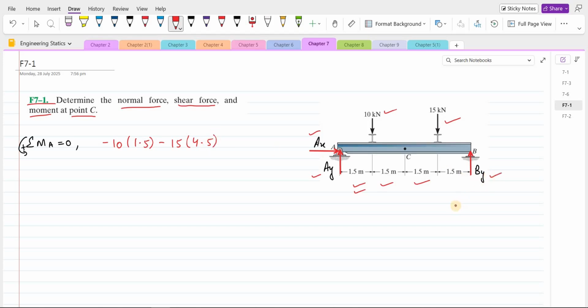The support reaction By is trying to rotate the beam in counterclockwise direction about the point A, so the moment produced by this By force will be taken as positive. So we have positive By, and the moment arm is basically the length of this beam, so 6 meters, equals 0. Upon simplification, By comes out to be 13.75 kilonewtons.